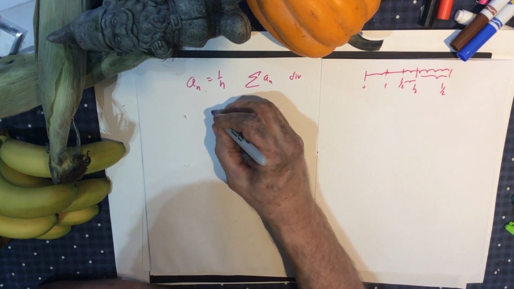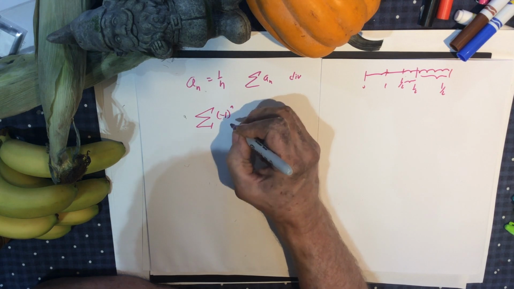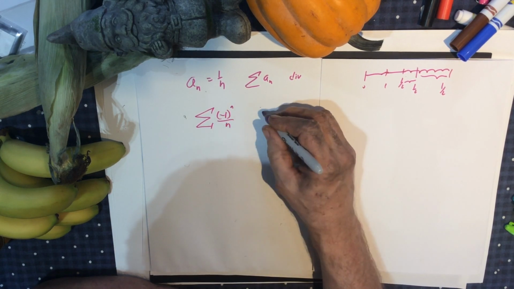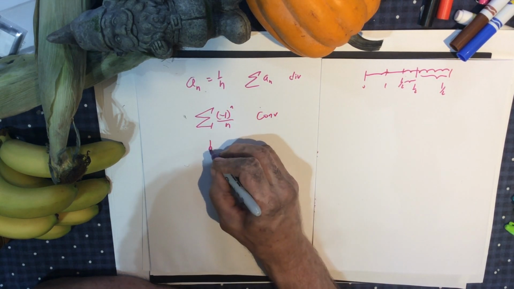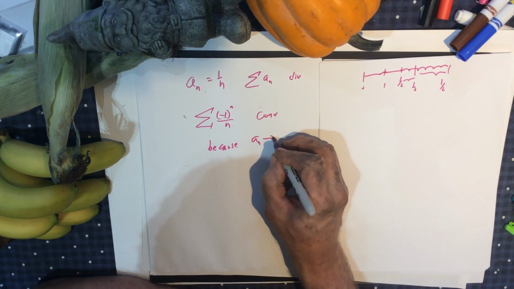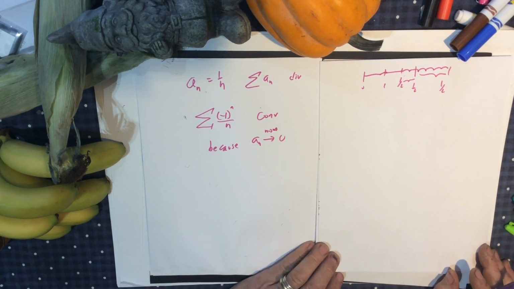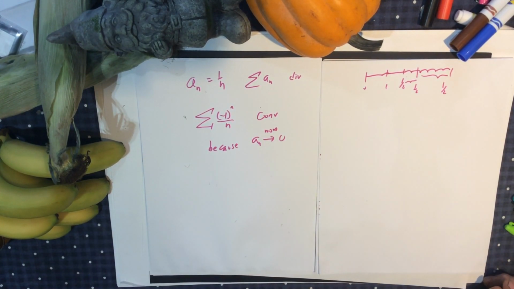But when we make this series with an n or an n plus 1, doesn't matter, over n, this converges because simply a sub n as a limit goes to 0. That's all that's required for the alternating series test. Now that's a pretty simple criteria. So what else should we do with the alternating series?